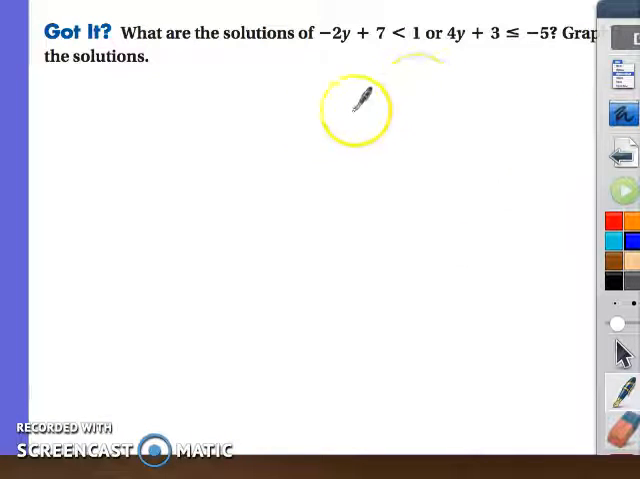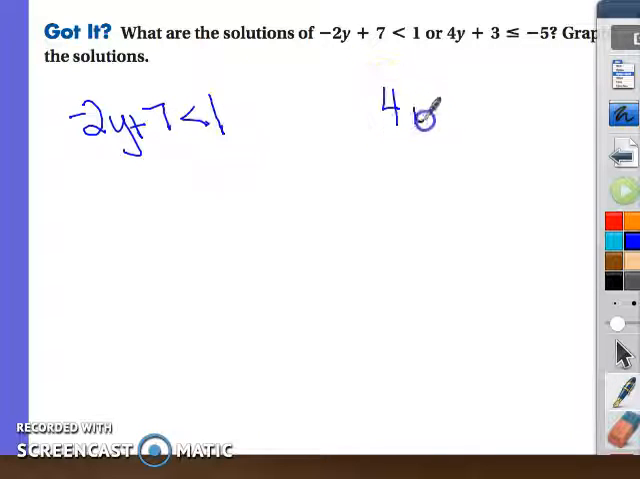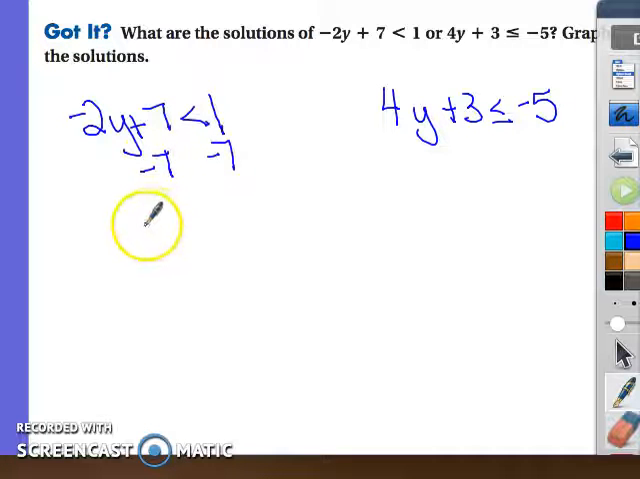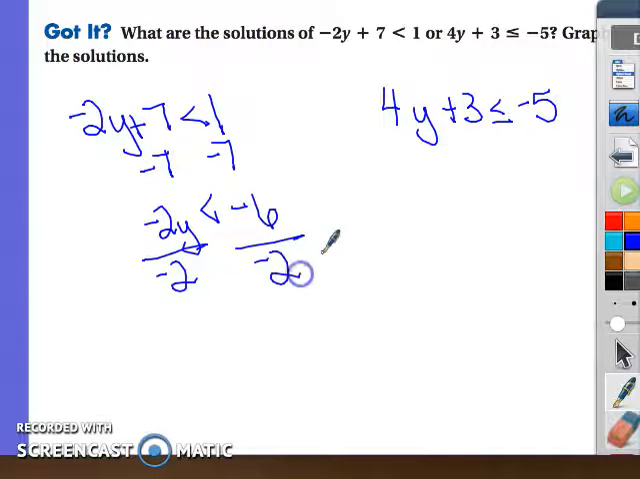Okay, this one is an example of an OR. Again, this one you're going to keep separate: -2y plus 7 is less than 1, and I'm just going to rewrite mine, 4y plus 3 less than or equal to negative 5. So for this one I want to subtract 7 first. Negative 2y is less than negative 6. Divide by a negative 2.